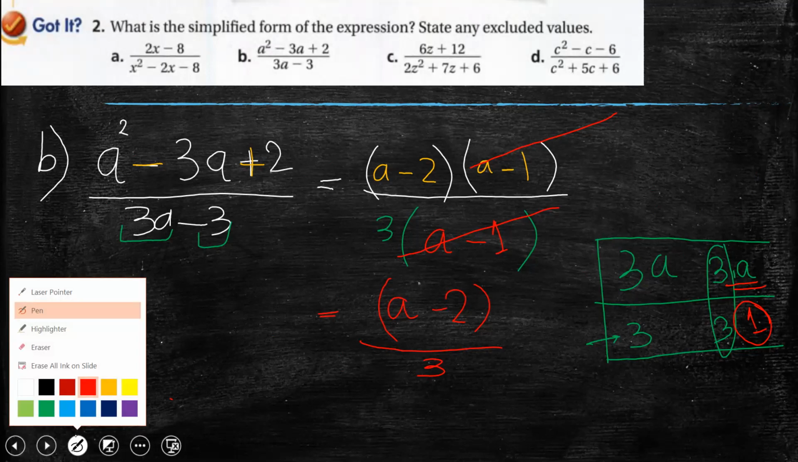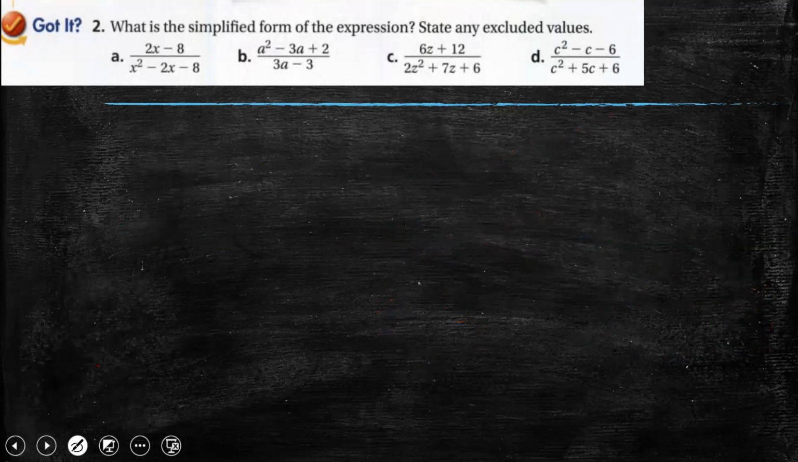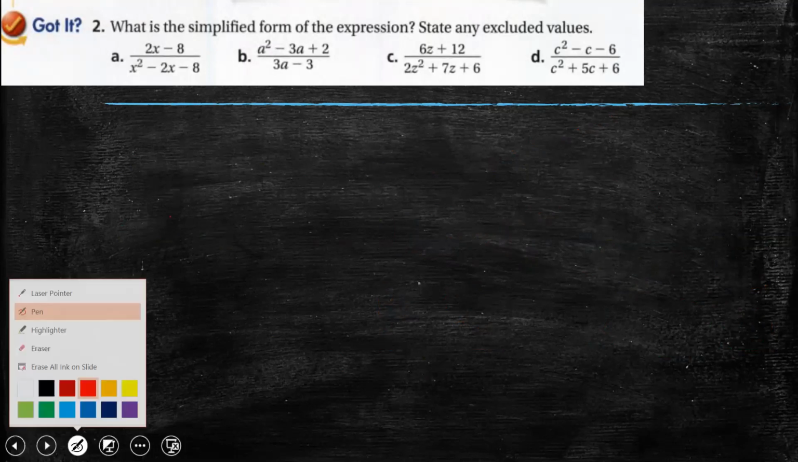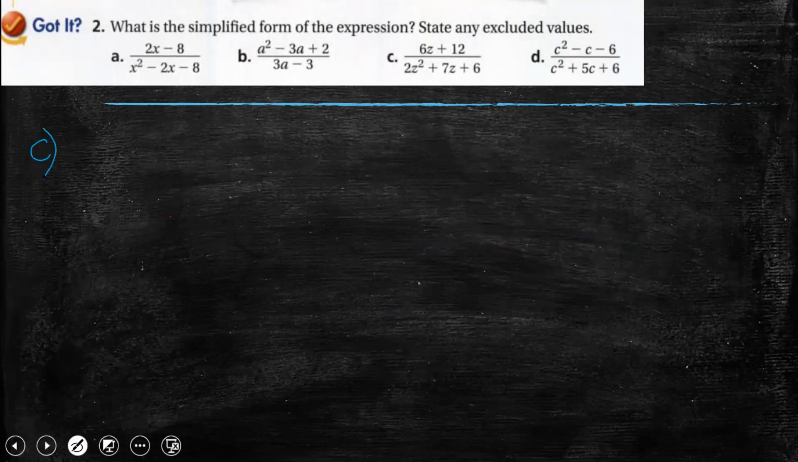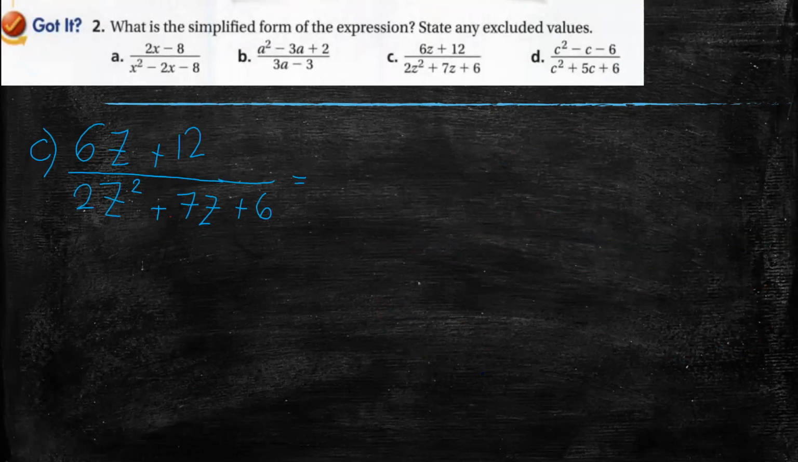Is it clear? Yes, teacher. Yes, miss. Okay. Now let's go to C. Here we have 6z plus 12 over 2z squared plus 7z plus 6. Think about it. I'll give you 1 minute here.